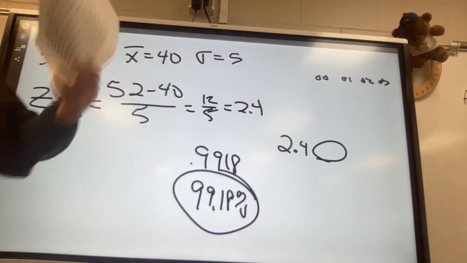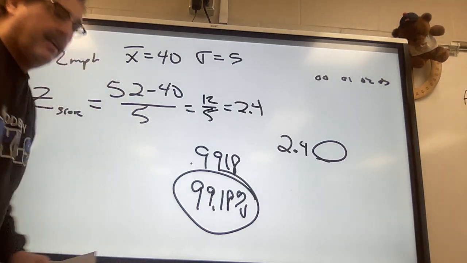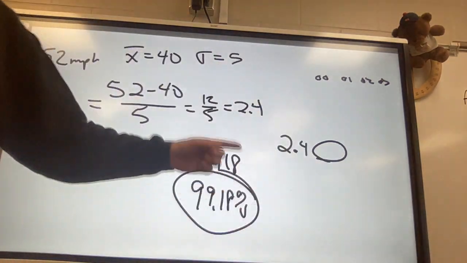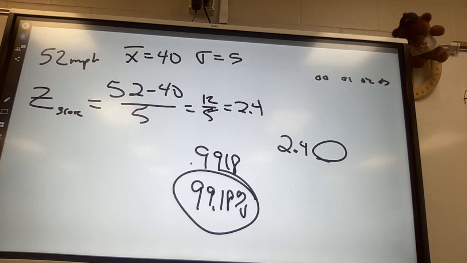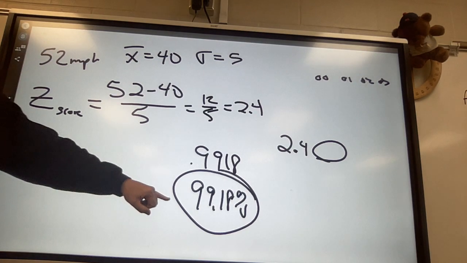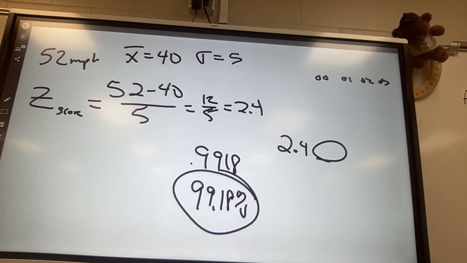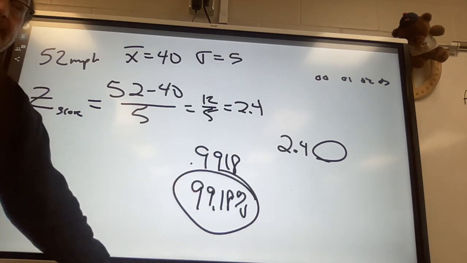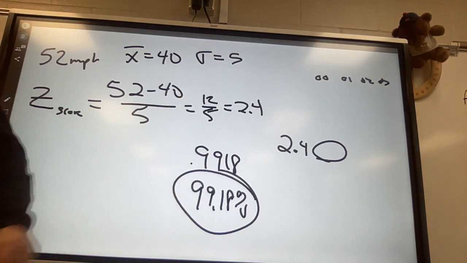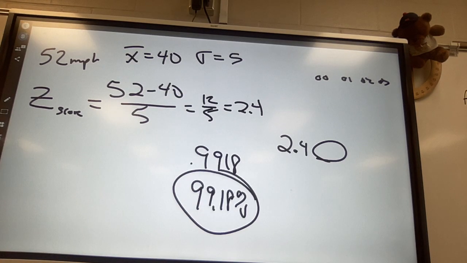So now, this is going to make sense from yesterday. This person driving this speed with this data was driving at the 99.18th percentile, the 99th percentile. That means if there were 100 people, 99 were going slower and maybe one was going higher. That's now what that z-score means. That makes a little sense?